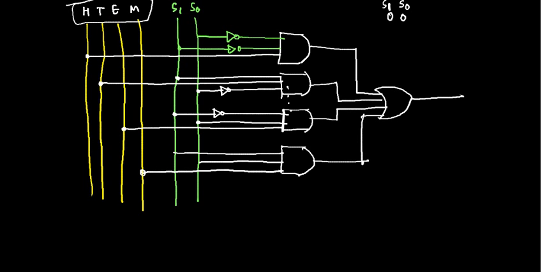Now, in such a fashion, you can go for 2 to the power n is to 1 multiplexers and so on, right? Now, these multiplexers are having some. Let me stop and start again.